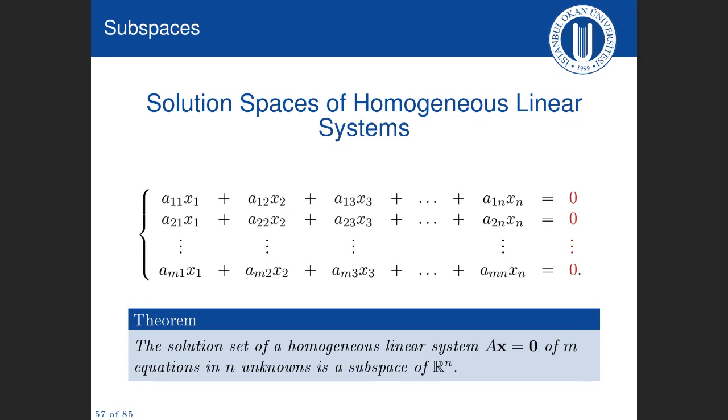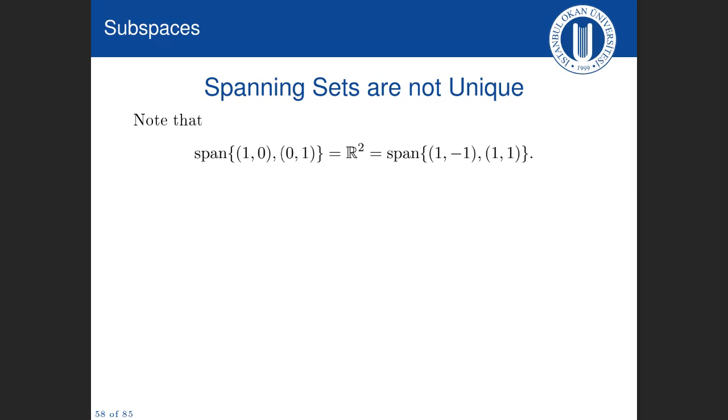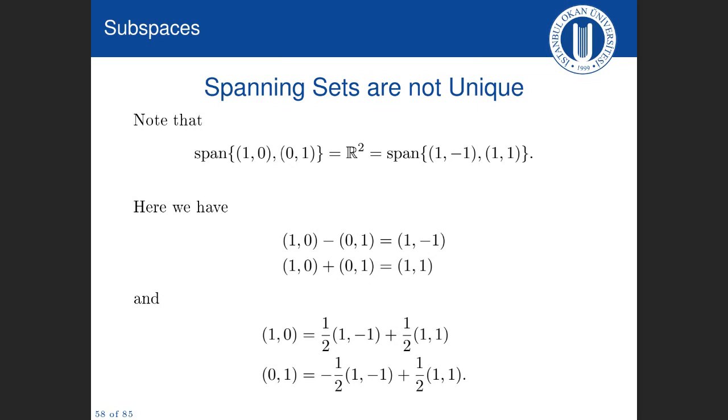Let's move on to our next idea. I want to explain that spanning sets are not unique. For example, note that the span of the vectors (1, 0) and (0, 1) is R2. And that is also the span of the vectors (1, -1) and (1, 1). Why? Because if we do (1, 0) minus (0, 1), we get (1, -1), and (1, 0) plus (0, 1) is (1, 1). So that means these two vectors on the right are linear combinations of the vectors on the left.